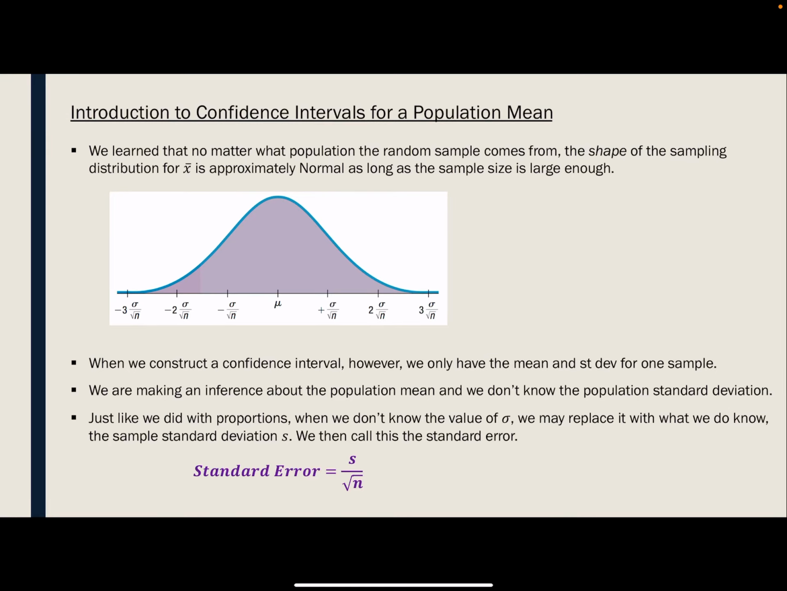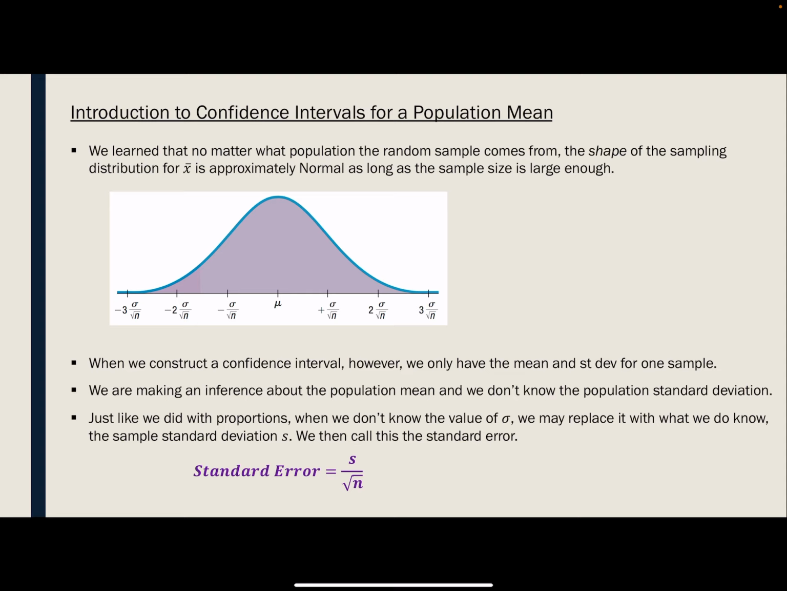Hi everyone. So in this video, we're going to talk about confidence intervals for a population mean. And we're going to start by looking at the pattern that we learned about with sampling distributions. I am going to warn you though that unlike with proportions, there is a little bit of a hiccup that happens with means that will mean that we need to have a different distribution than the normal model. So there's quite a bit of explanation here in the beginning before we actually do some problems.